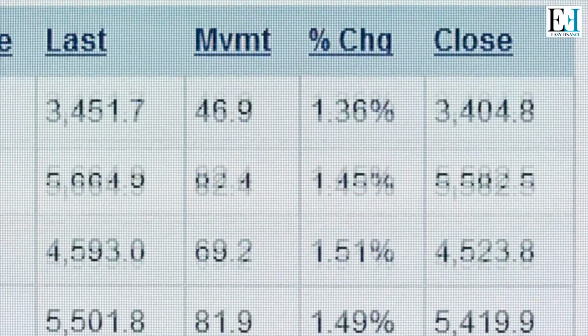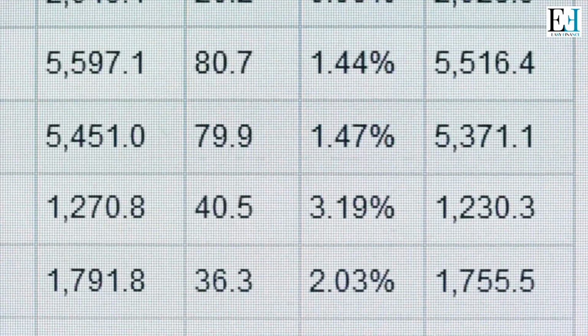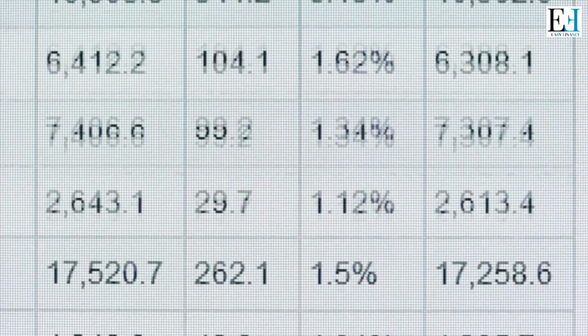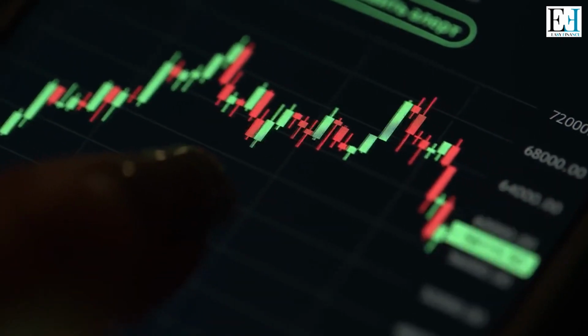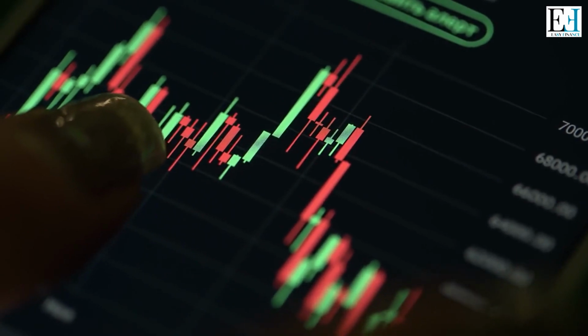4. Analyzing diluted EPS. Diluted EPS takes into account the potential dilution of earnings from convertible securities, such as stock options or convertible bonds. It provides a more conservative measure of earnings per share, as it considers the impact of potential additional shares being issued.